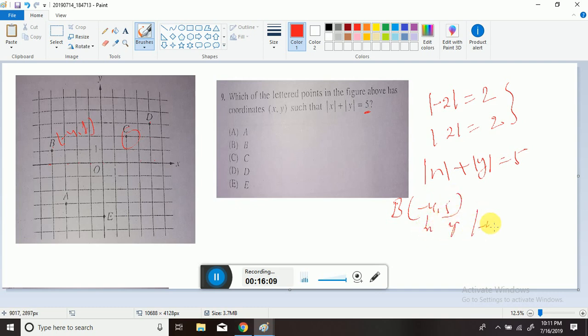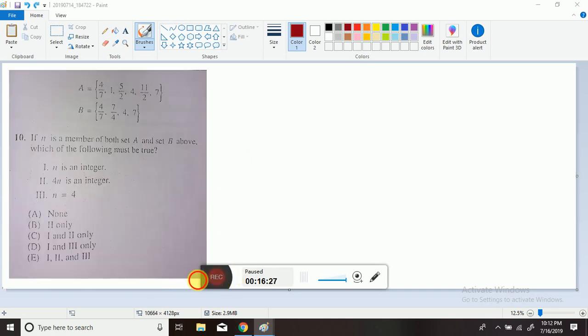But the modulus of -4 plus the modulus of 1 equals how much? 4 plus 1 equals 5. There is not any other. So option B is our correct answer. We are looking for the point B. Point B has the modulus sum equal to 5.